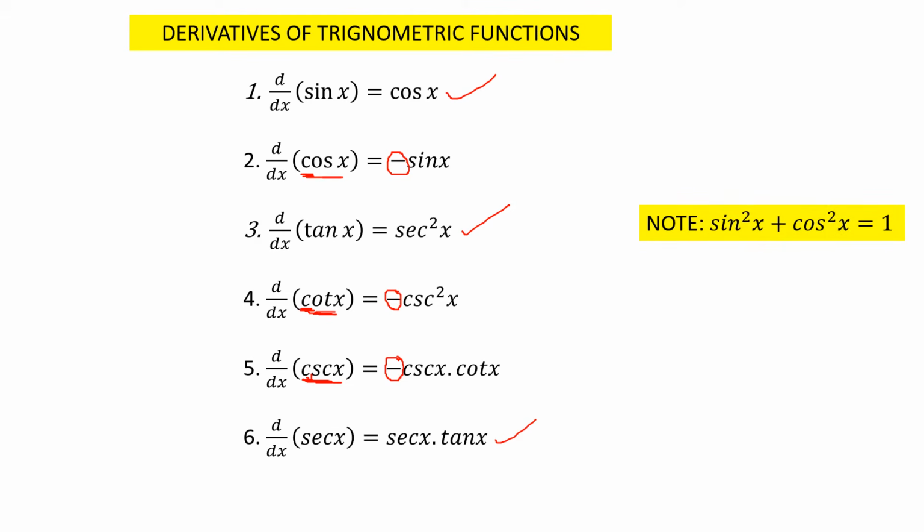And also remember, in lower classes we have learned sine squared x plus cosine squared x is equal to 1.